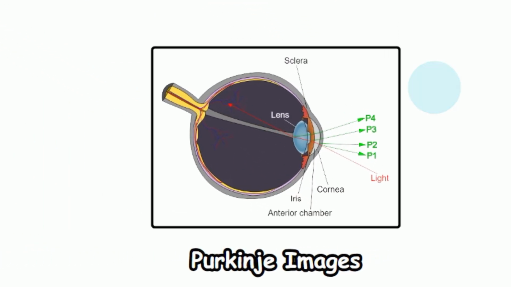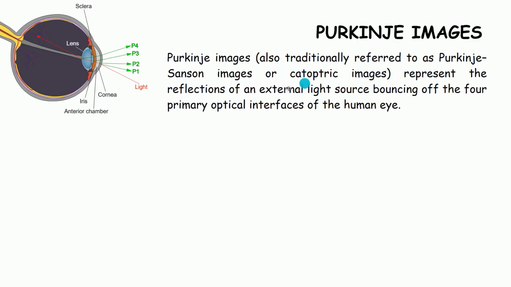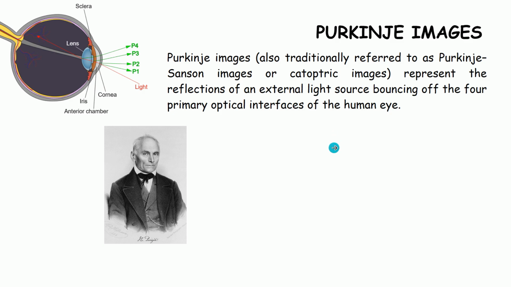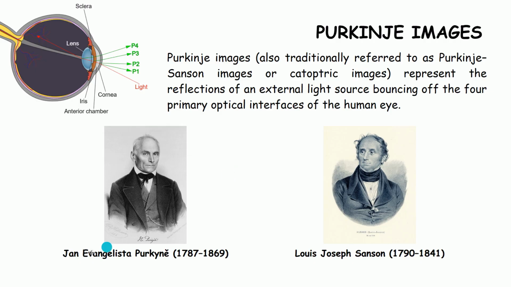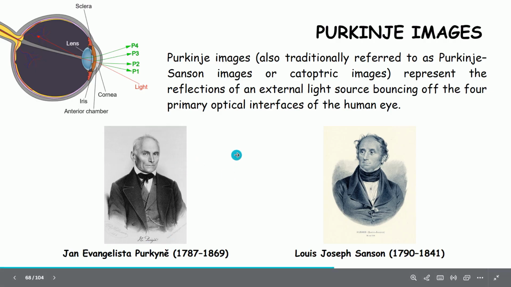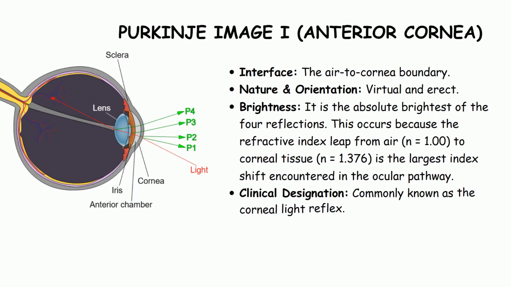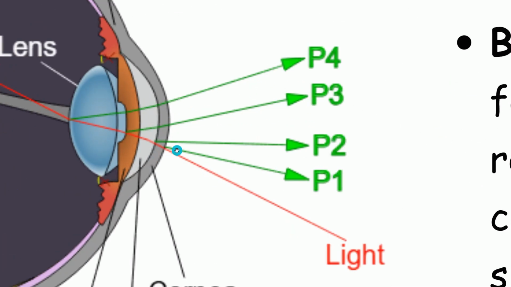Purkinje Images. Purkinje Images, also traditionally referred to as Purkinje-Sanson Images or catoptric images, represent the reflections of an external light source bouncing off the four primary optical interfaces of the human eye. So, why is it called Purkinje-Sanson Images? Because the pioneers of these Purkinje Images are John Evangelista Purkinje and Louis Joseph Sanson. Purkinje is Czech, and Sanson is French. Starting with Purkinje Image 1, which is situated at the anterior cornea. As you can see here, it is at the anterior cornea.